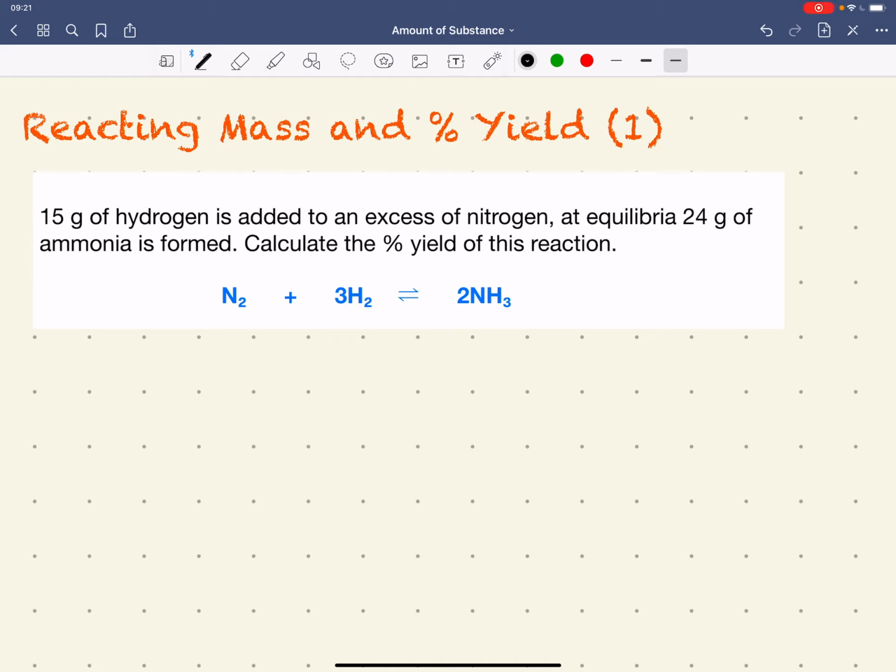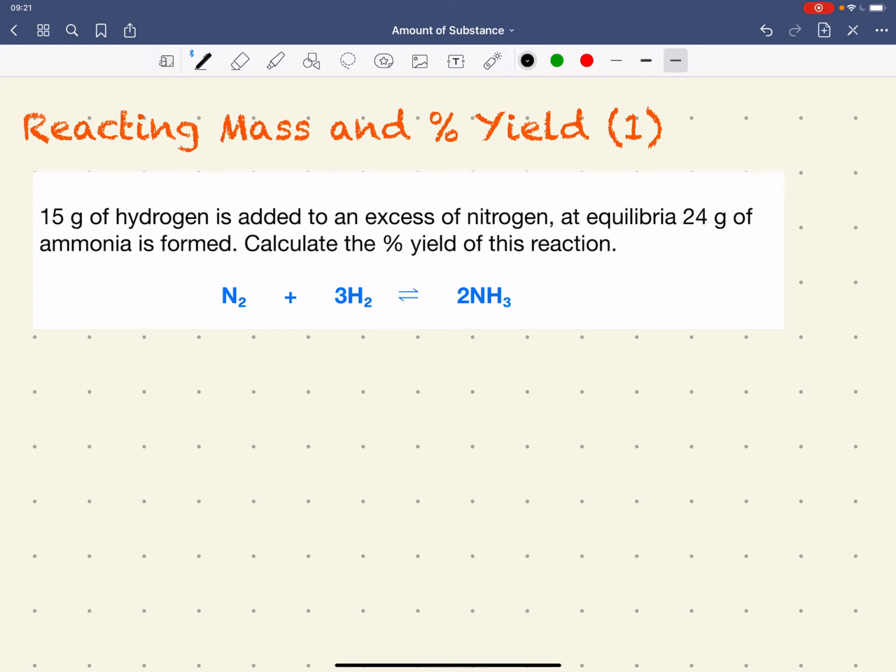Here we look at some reacting mass and percentage yield calculations. I'm going to start off now. It says 15 grams of hydrogen is added to an excess of nitrogen, and at equilibrium 24 grams of ammonia is formed, and we've got to calculate the percentage yield of this reaction.